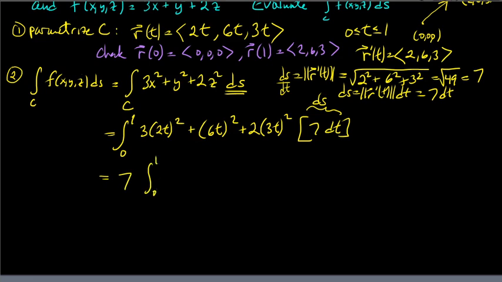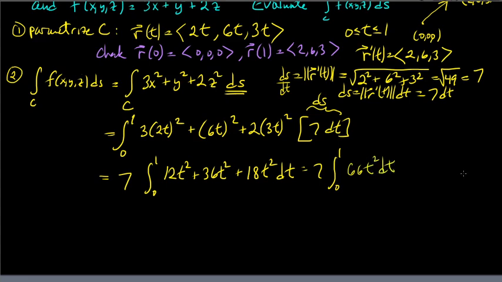And now we just multiply everything out here. This is 3 times 2 squared, so that's 12t squared, plus 36t squared, plus 9 times 2 is 18t squared dt. So 12 plus 36 plus 18 is 66t squared dt. The 66 is a constant, so that can come outside. I'll multiply the 7 and the 66 in a second. But now we're just integrating t squared. Okay, so 66 times 7 is 462.